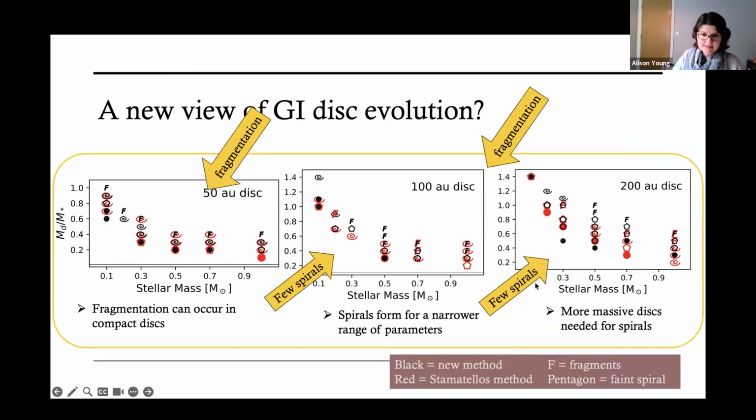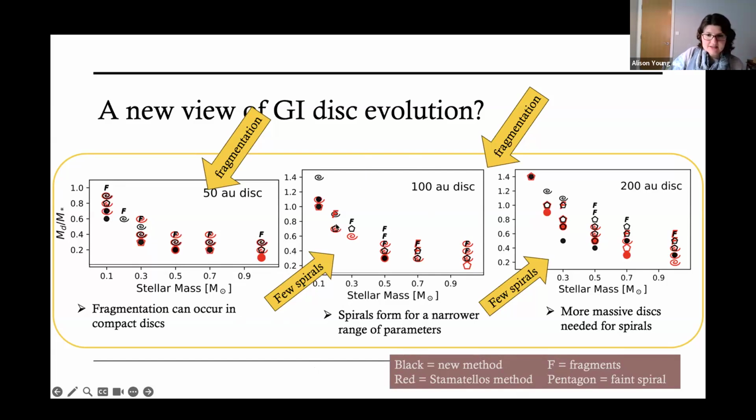Now looking at the whole parameter space I studied, this gives us a feel for how the parameters affect the fragmentation or spiral structures formed within the disk. So F is for fragmentation, spirals is spirals, and pentagons indicate faint spirals. The black is our new method and the red is the older method. So I ran both of these just to make sure the parameters were the same. And we see fragmentation, as I pointed out earlier, in disks that are compact, which is really interesting.